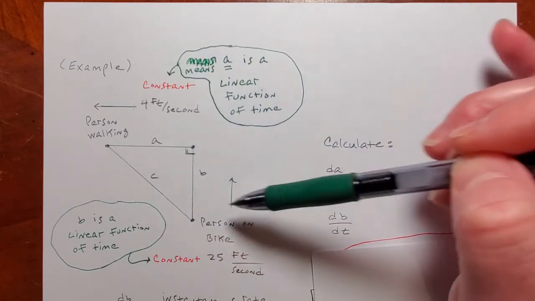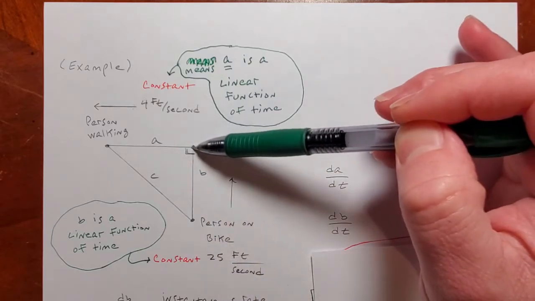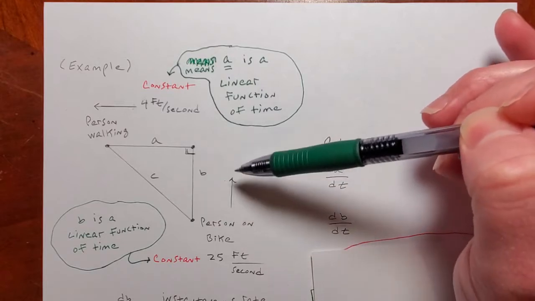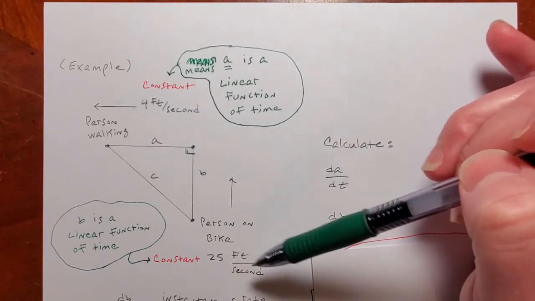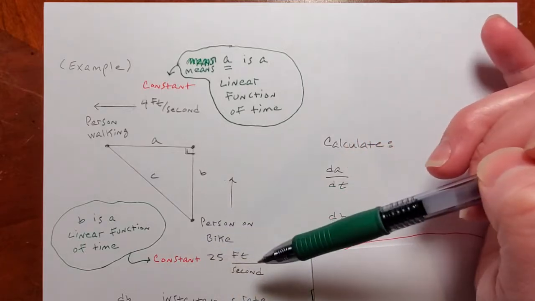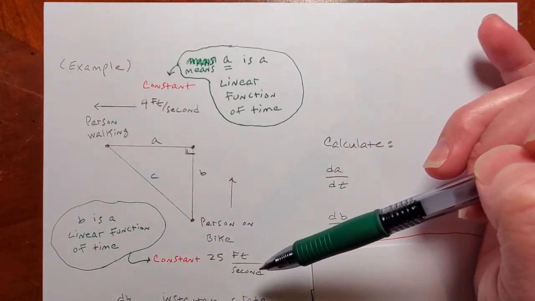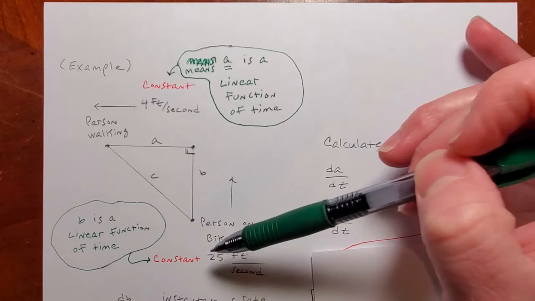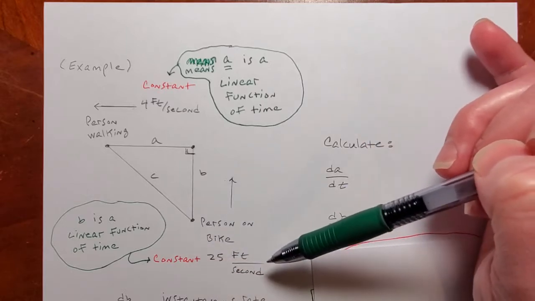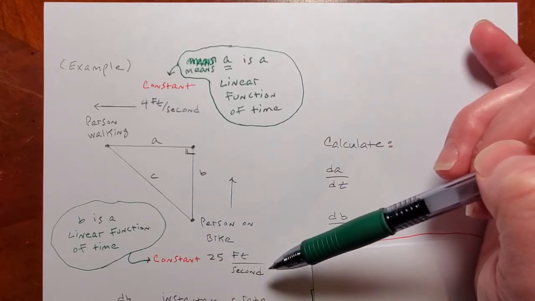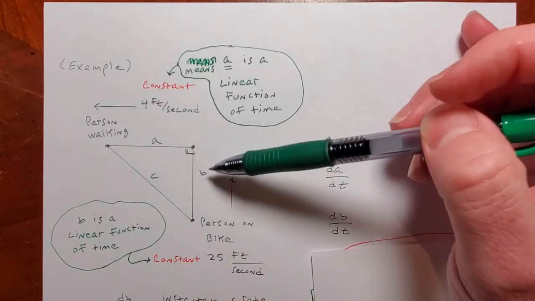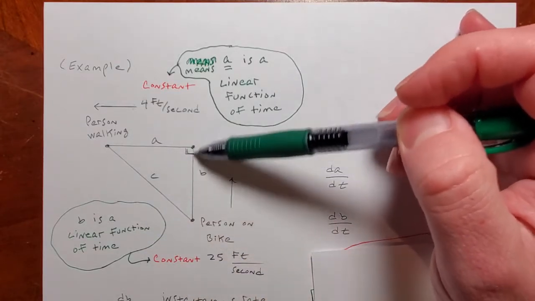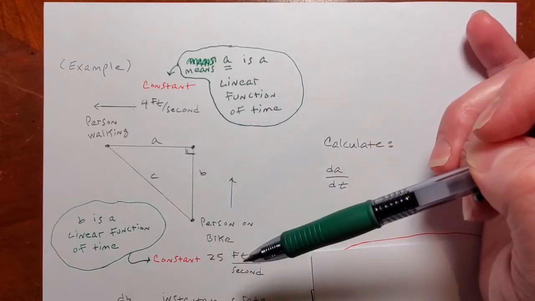All right, now then say there's another person and that with respect to the same point, they're going this way on a bike, 25 feet per second, okay? And suppose that's constant, a constant rate of 25 feet per second, meaning no slowing down, no speeding up. Now again, if I tell you that that's a constant rate of 25 feet per second, that's going to mean that B is a linear function of time. B is this side of the triangle. It's the distance from here to there, okay?